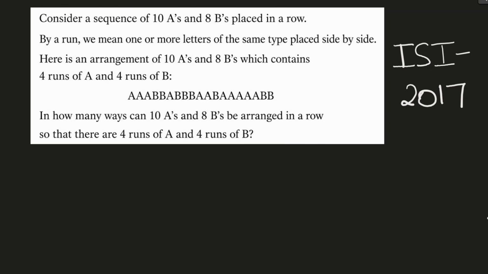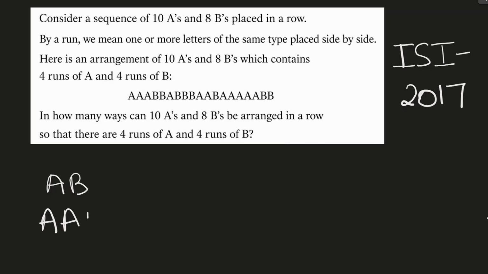So this question says that we need to make an arrangement of 10 A's and 8 B's in such a way that there are 4 runs of A and 4 runs of B. So the runs of A and runs of B can be in such a way that, let's first assume that the arrangement starts with A. We'll take the case when it starts with B as well. Let's first look at A. Suppose it starts with A. We can have this starting.